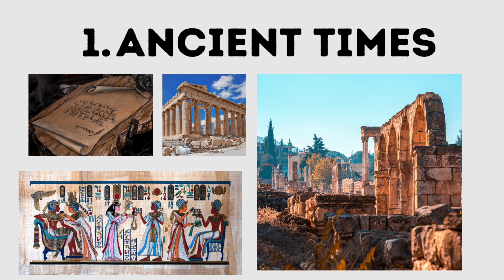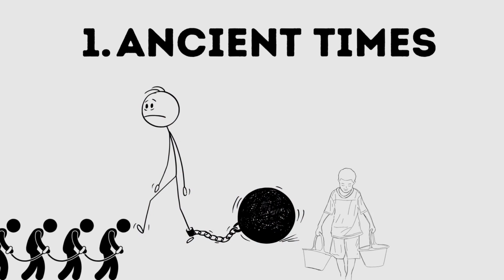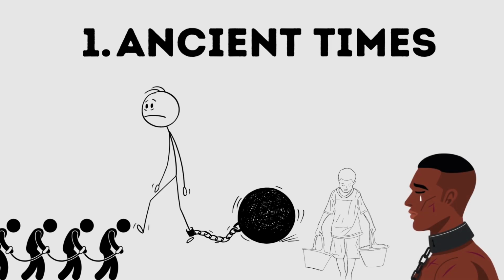Point number 1. Let's start with ancient times. Unfortunately, the history of man is the history of enslavement. The ideas of equal laws, or even the abolition of the institution of slavery, are very new. We can enjoy them for around 100 years.